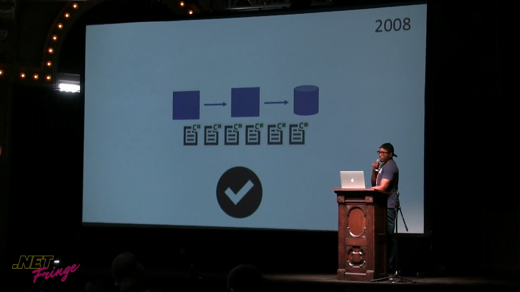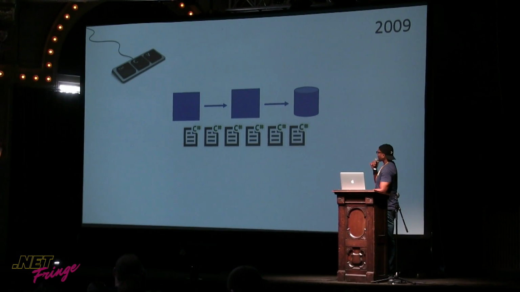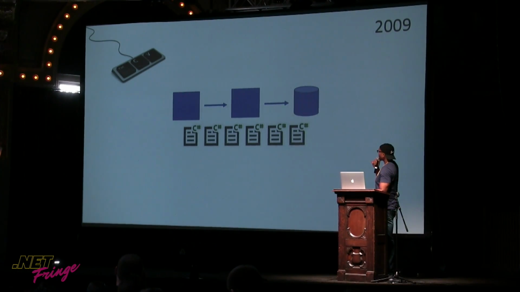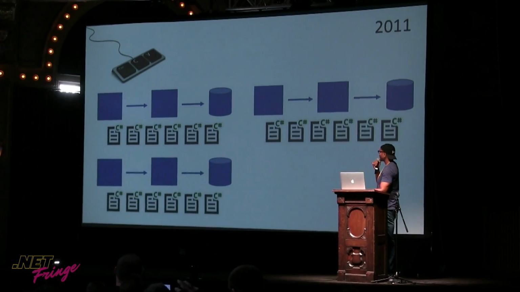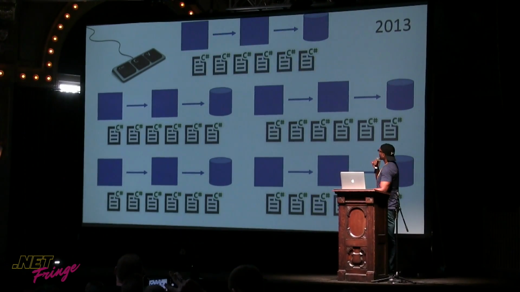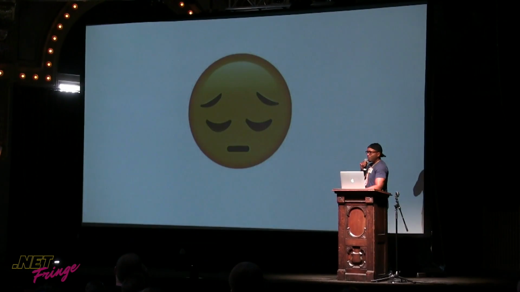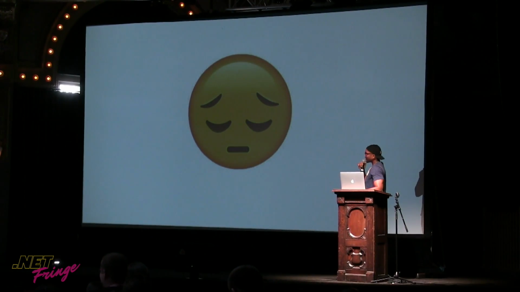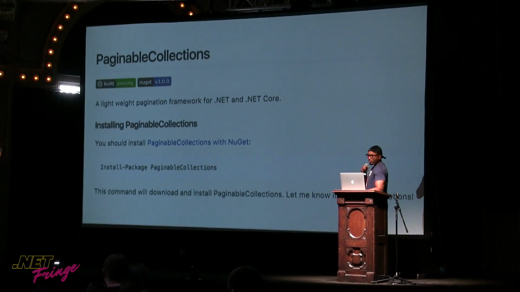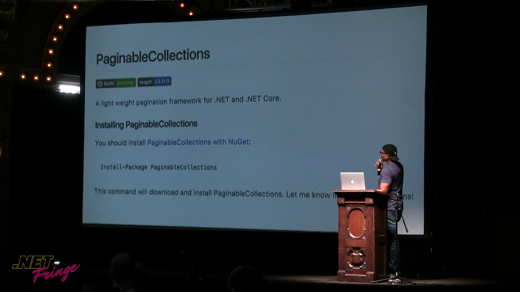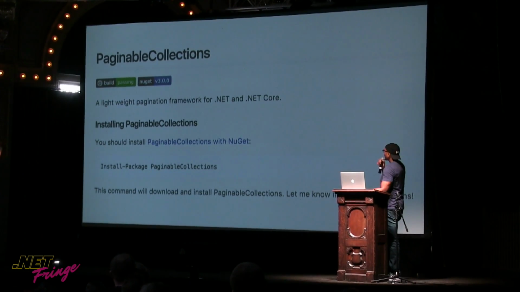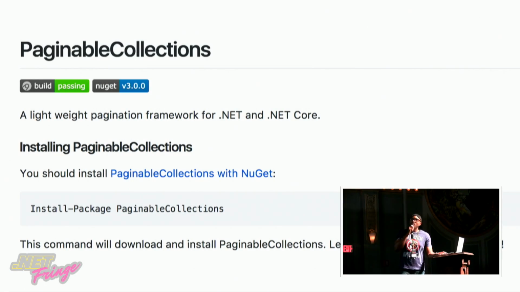So what I found myself doing, every time that I would need pagination in an application, I would take those 6 classes and copy them into that solution. So I did that for 2009, 10, 11, 12, 13, 14, and 15. So very terrible, very sad. Finally, in 2015, I decided to package the library up, call it Paginable Collections, and host it on GitHub.